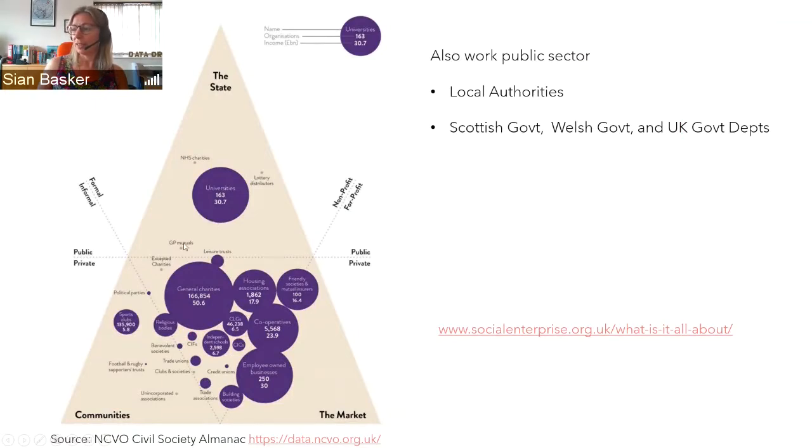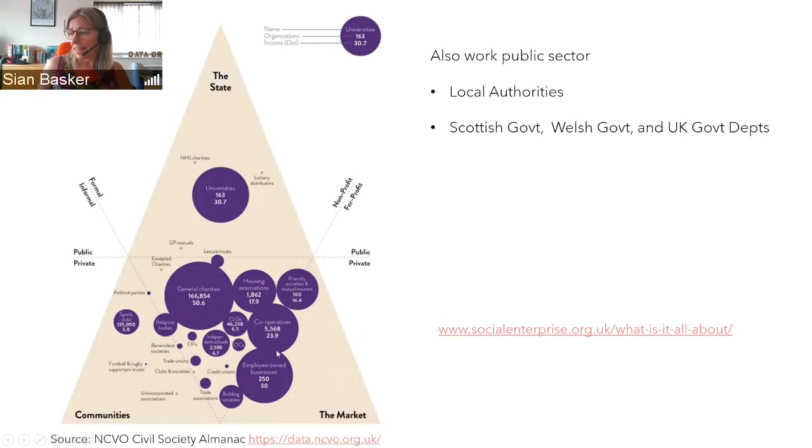So you can see in this slide, this triangle describes the range of different kinds of organisations and the link between whether they're for-profit or non-profit, whether they're formal or informal, and whether they're public or private. That comes from NCVO, the National Council for Voluntary Organisations in England and Wales.